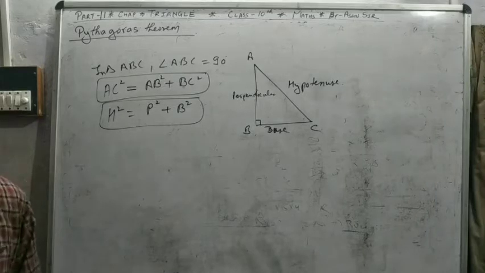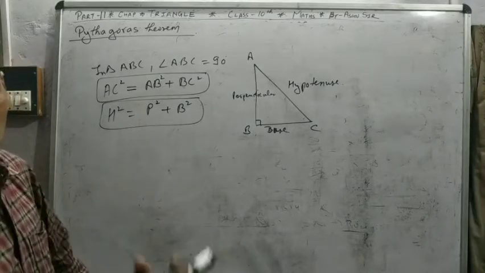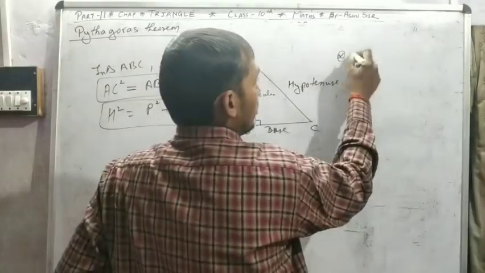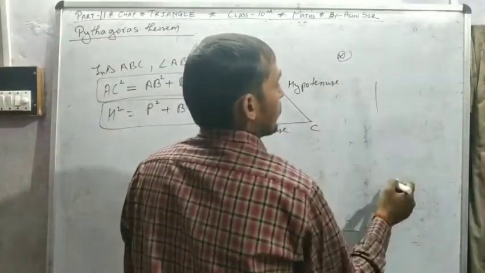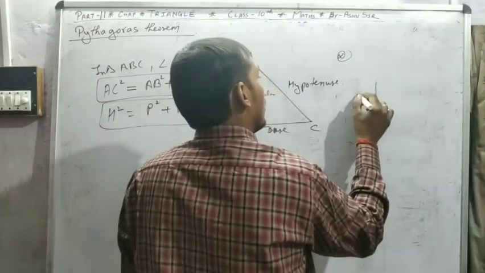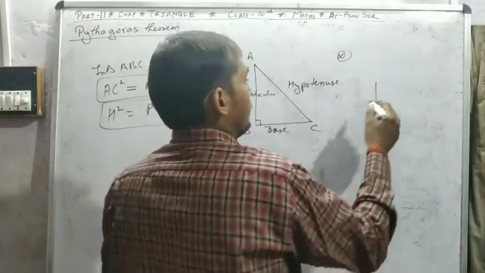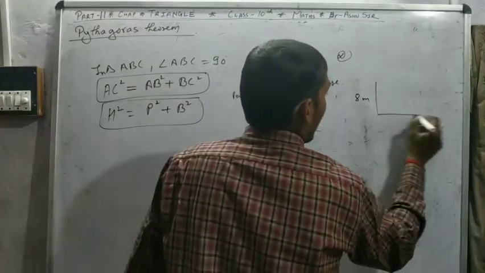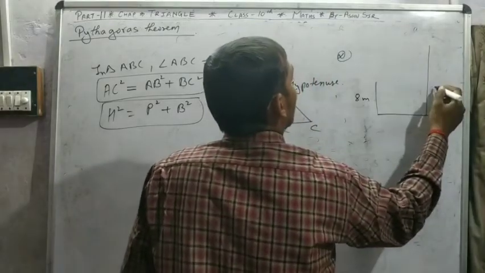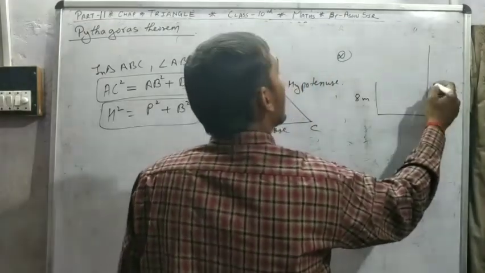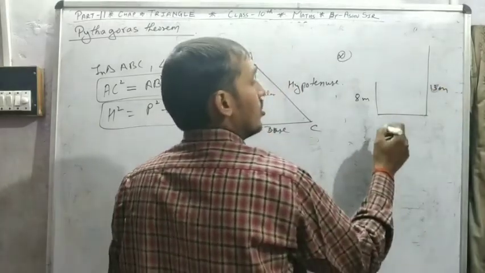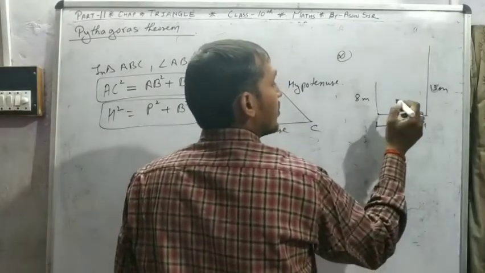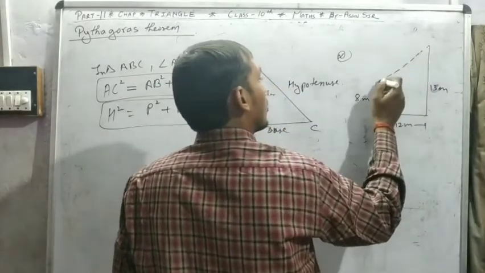And very small questions you have studied in the previous class. Just like, if I say a very common question: a tower is, suppose, 8 meter, another tower is 13 meter long, and the distance between them is 12 meter. So find the distance between their tops.